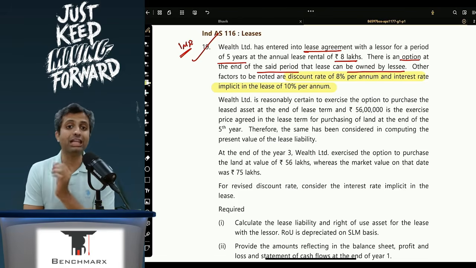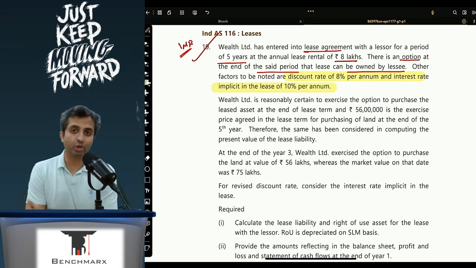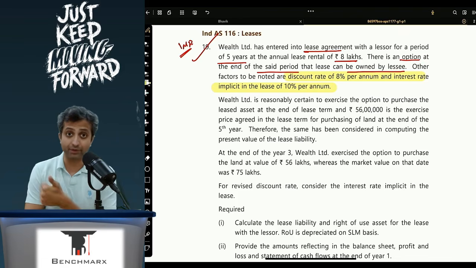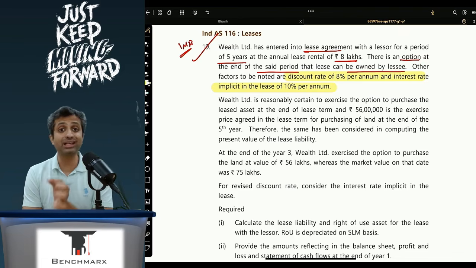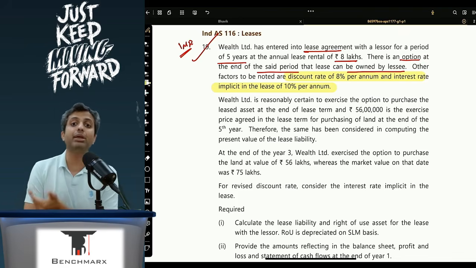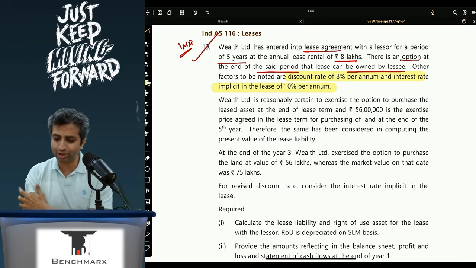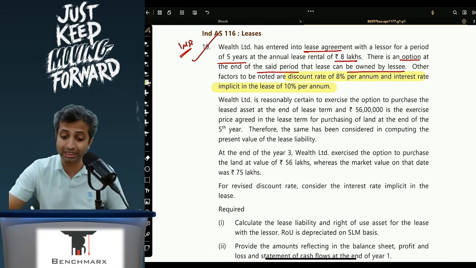Now, for the lessee, what should you take? Well, the rate taken for the lessee first is a lessor's IRR, also called the interest rate implicit in the lease. And if that is not available, then the incremental borrowing rate. So if you have been given an interest rate implicit in the lease that is at 10%, we will take that.